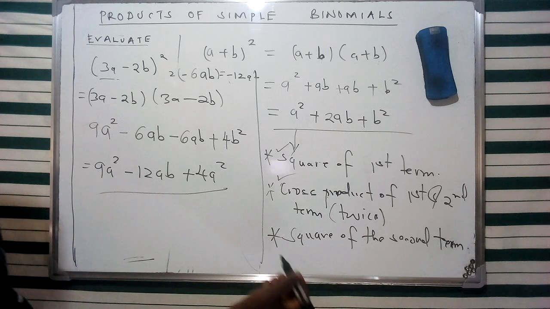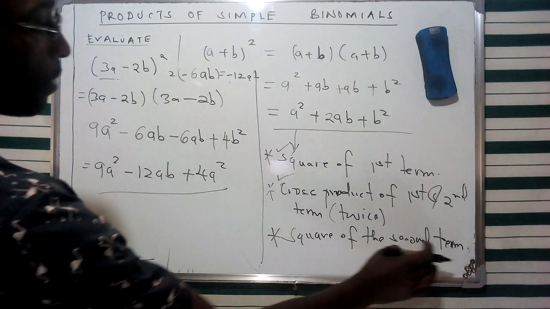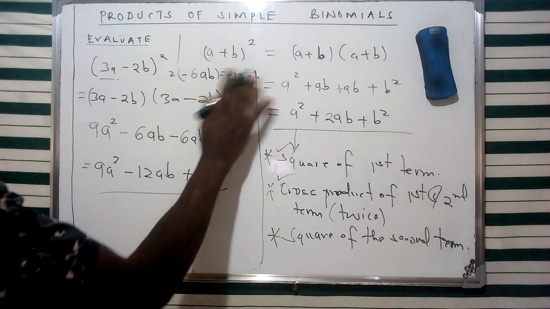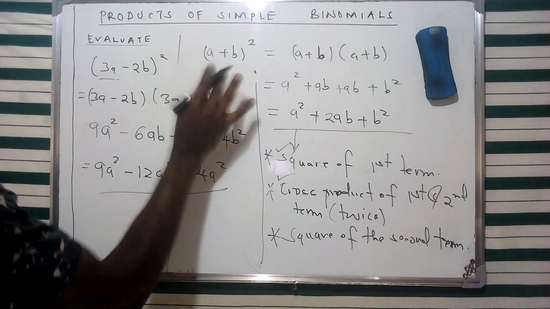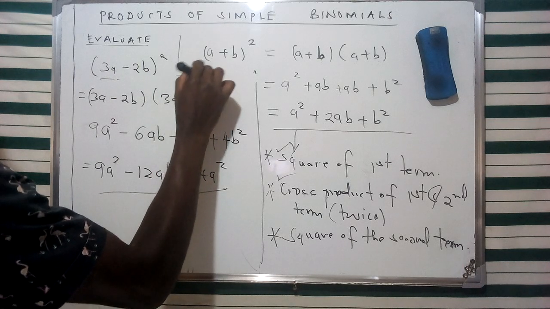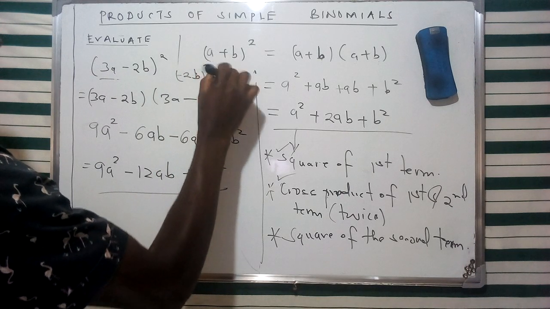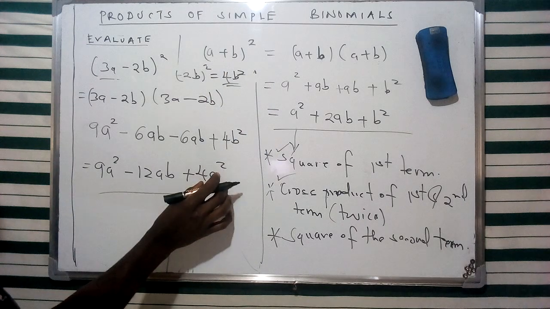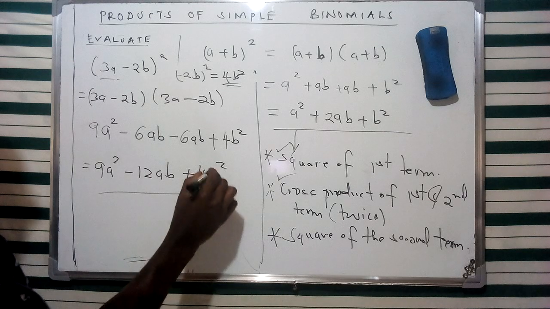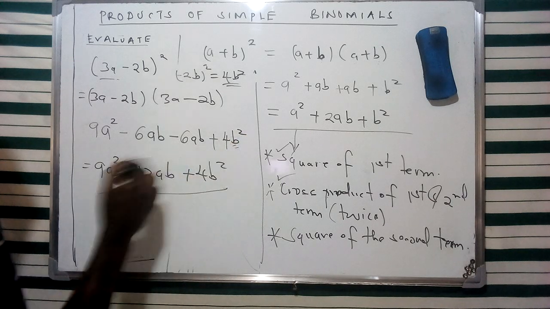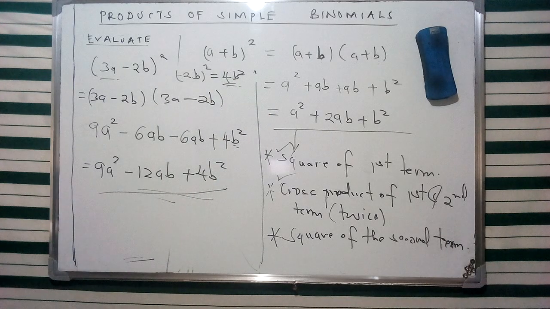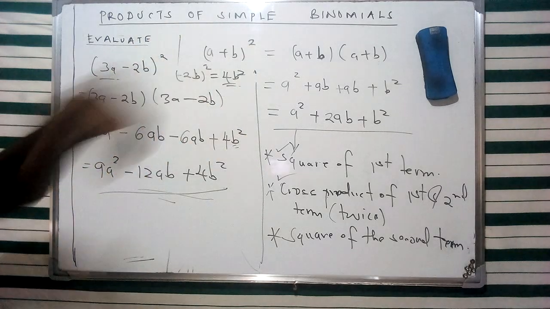And then lastly, we say that it is the square of the second term, which is going to form the last part of this specific answer. So we are going to see that the square of the second term, negative 2b, squared is equivalent to 4b squared, given as such, which is our last. Sorry for this. This is supposed to be the square of b, so it's going to be 4b squared. So this basically is going to be the rule we are going to be applying in trying to multiply or find the product of simple binomials.